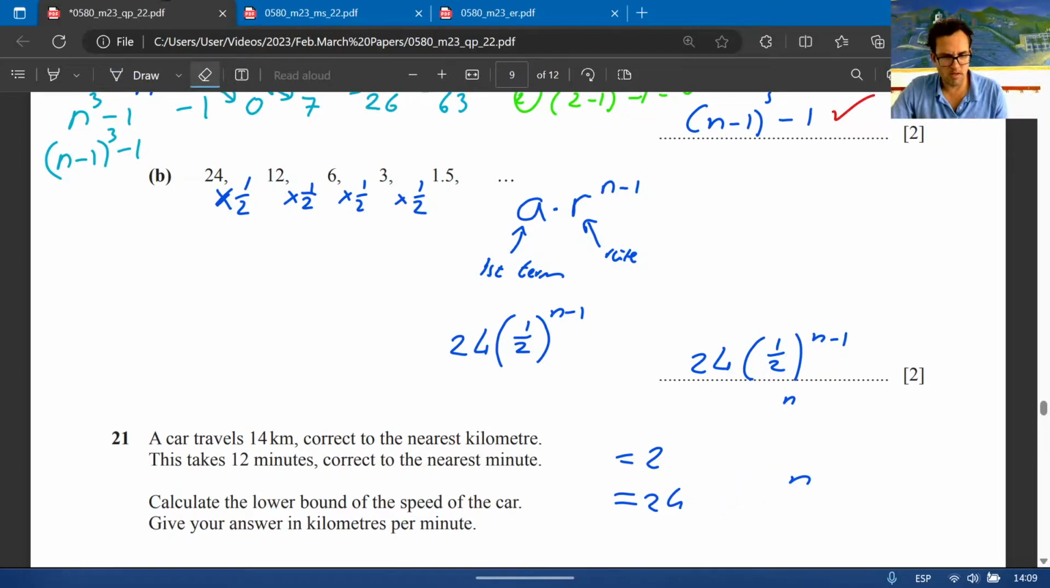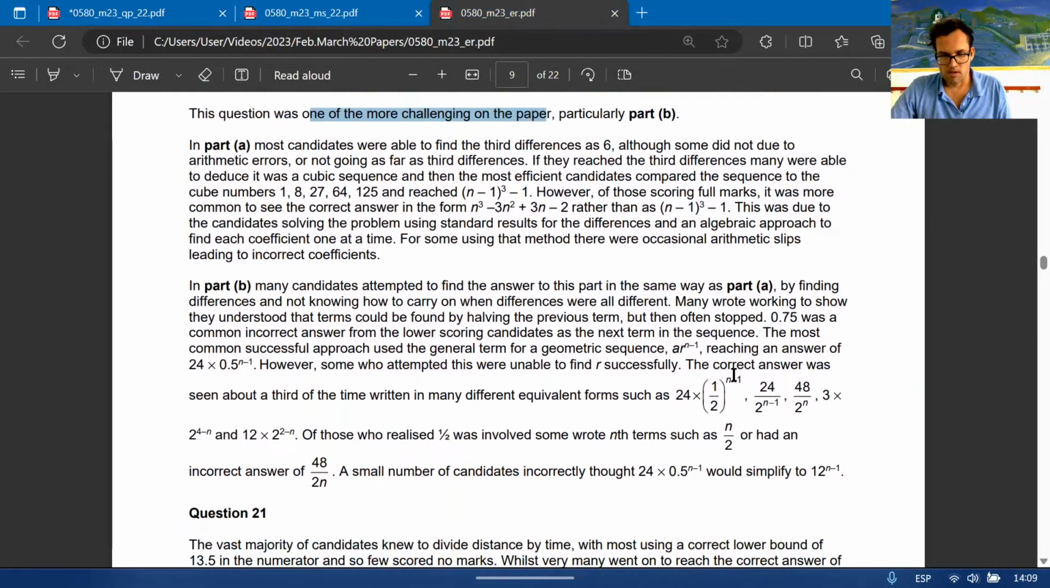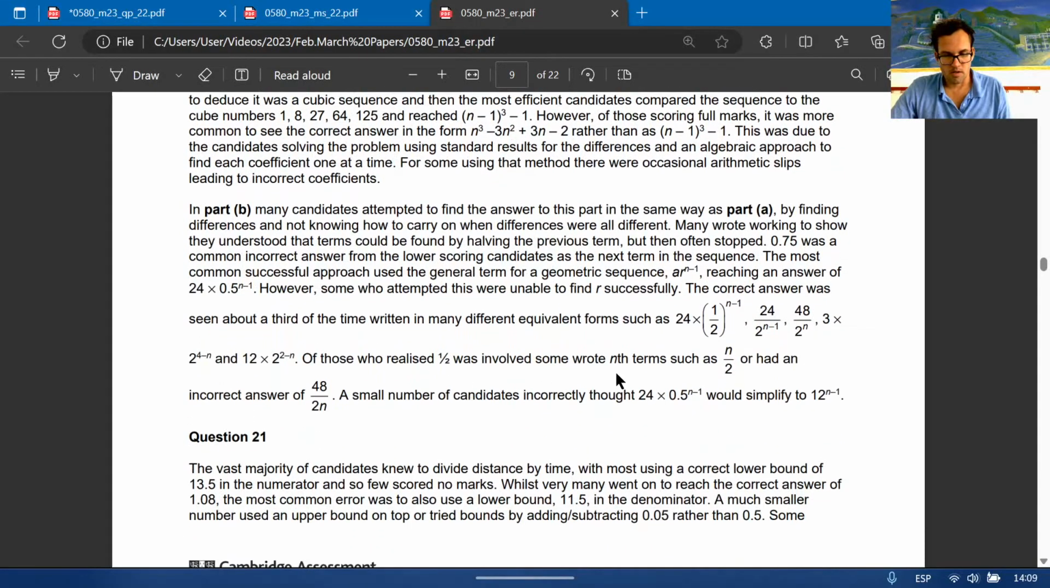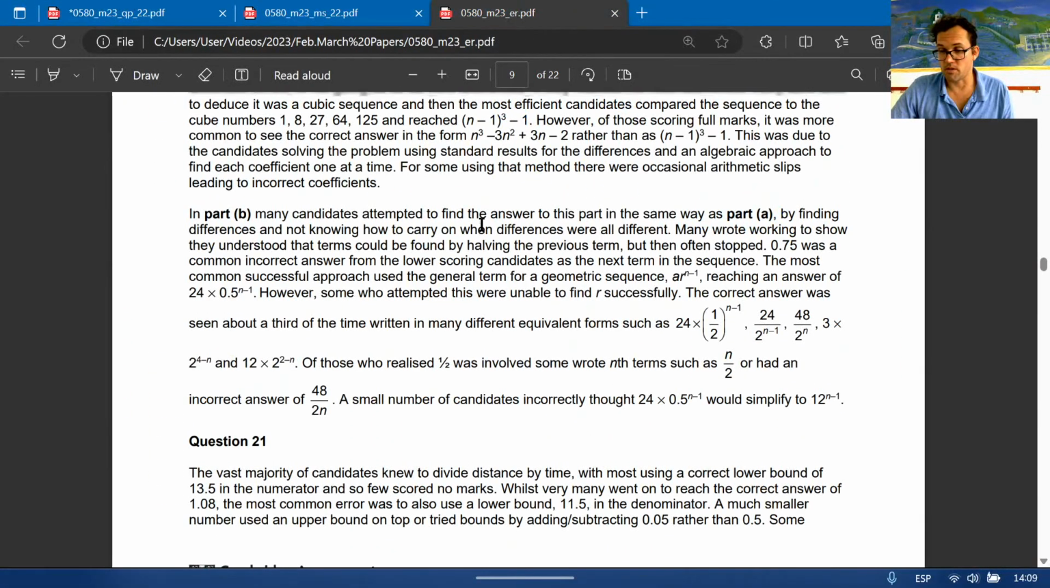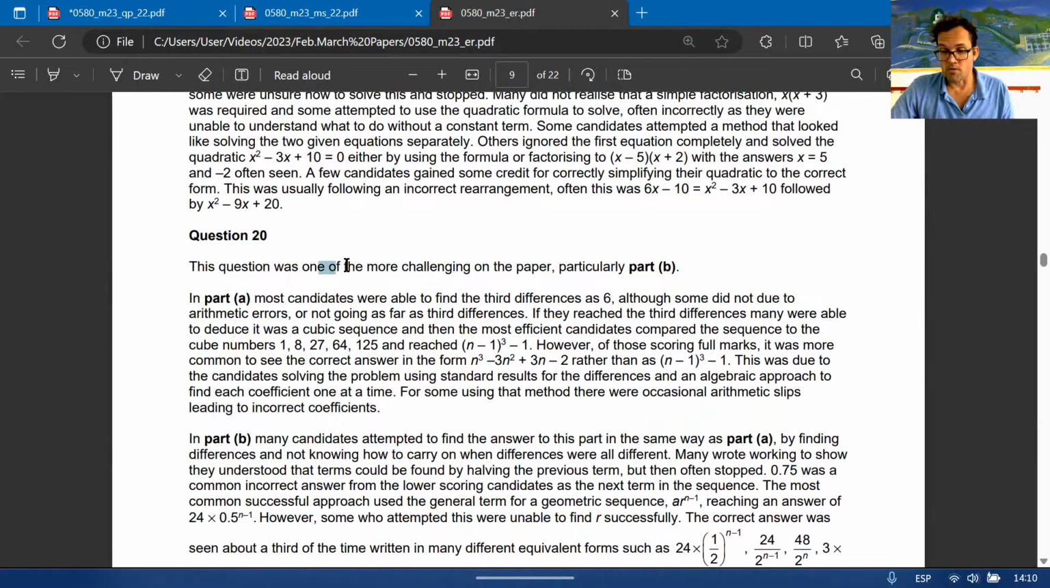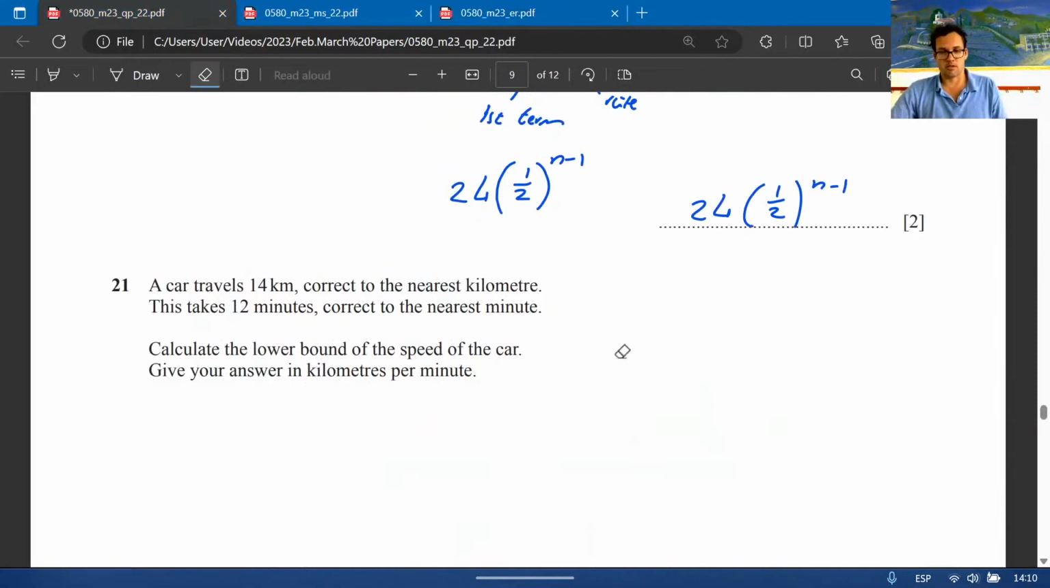Just remember that. Geometric is when you multiply, when you double something, you triple something. Or you divide it by 3, so you times it by a third. You see, they said this was the harder part. There are equivalent answers, this is kind of what I wrote down. This was a tough question, right? No doubt about it. One of the more challenging on the paper, as they said.